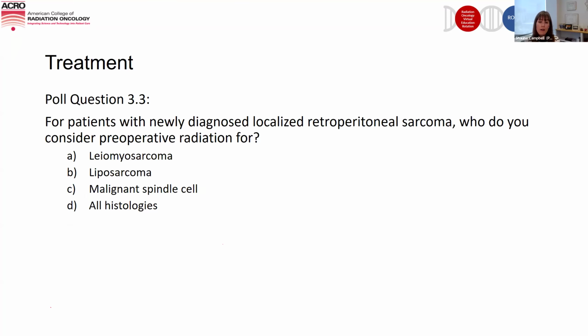And for our next question, so for patients with newly diagnosed localized retroperitoneal sarcoma, who do you consider preoperative radiation for? And this is looking at discussing it based on histologies. So do we do it on leiomyosarcomas, liposarcomas, malignant spindle cell, or do we do it on everybody? All right, so we've got 44% of people vote for liposarcoma and 56% of people say all histologies. So let's go to the next slide, which is going to detail the clinical trial of the STRASS trial.